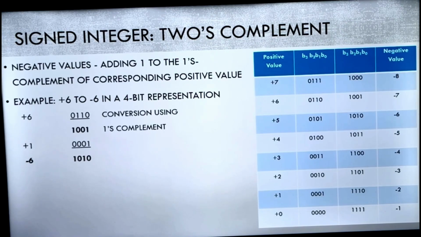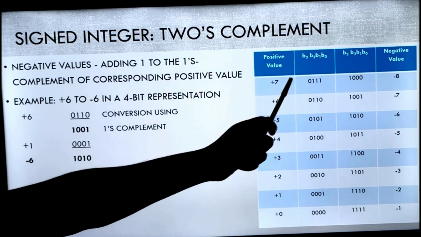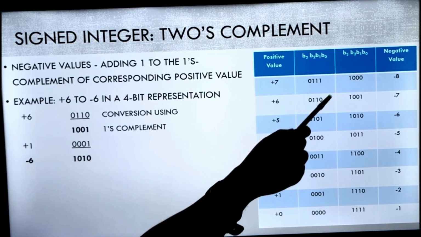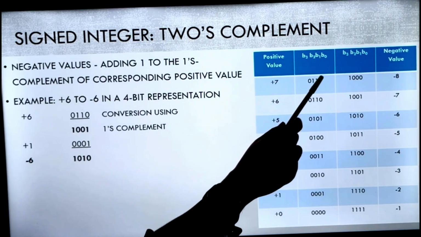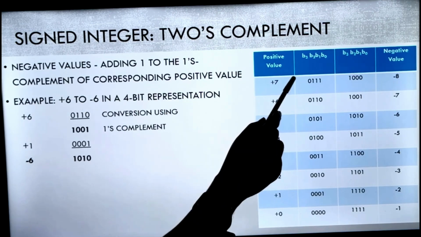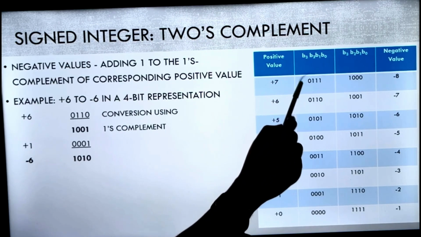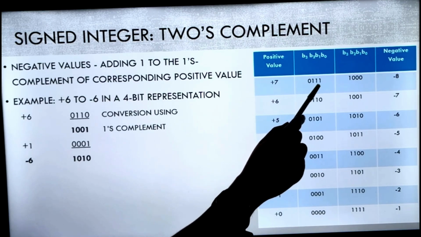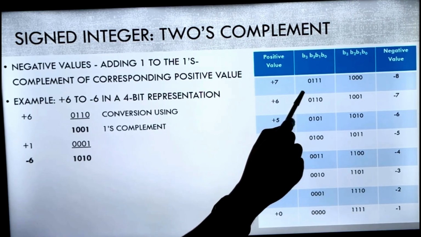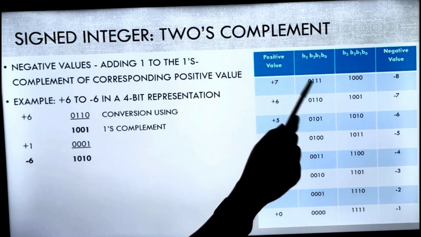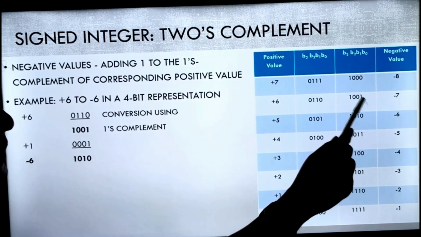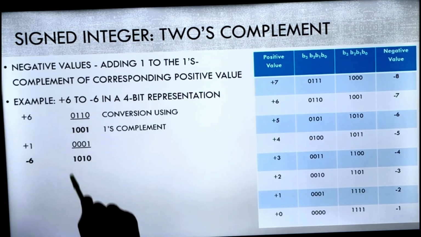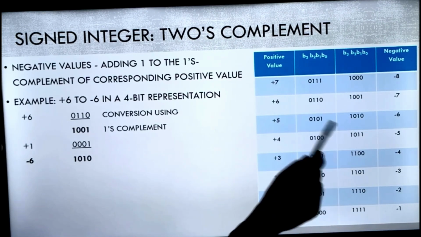Now we'll see a table. So this is plus 7. Plus 7 is 0, 1, 1, 1. If I ask you to write or represent minus 7 in twos complement, what will we do? As I told you, first of all, I will make minus 7 using 1's complement by flipping all the bits. Then I will add plus 0001. Then finally we will get 1001, which is minus 7. If plus 6 is this, minus 6 is this. So if you follow the approach, you will understand this table.